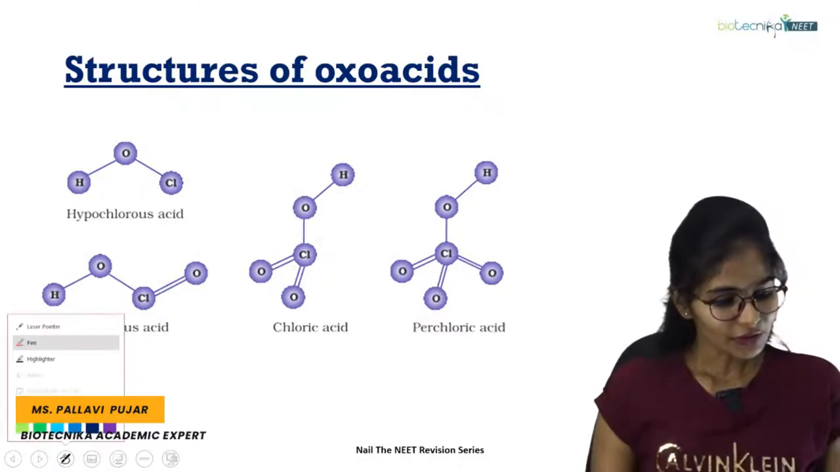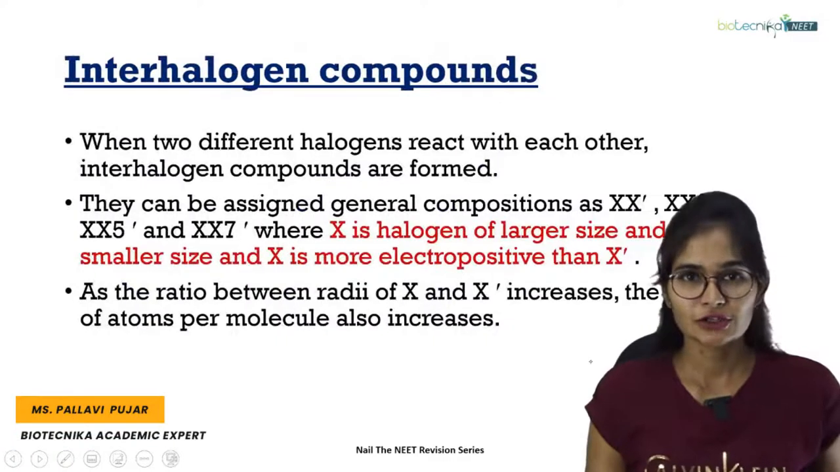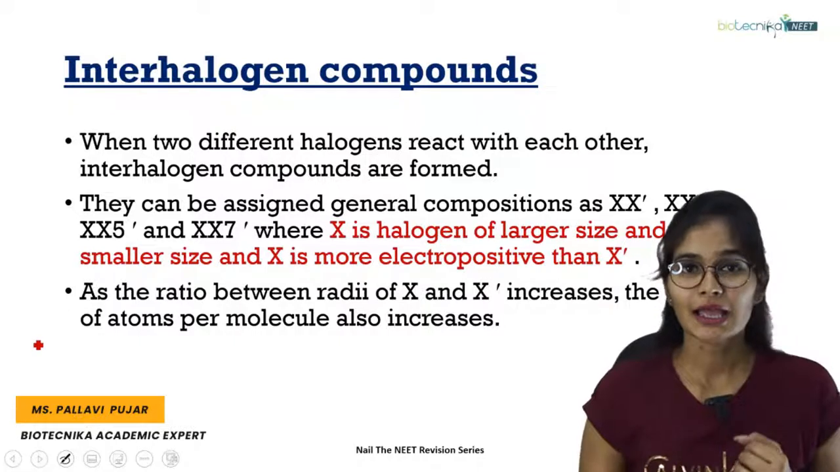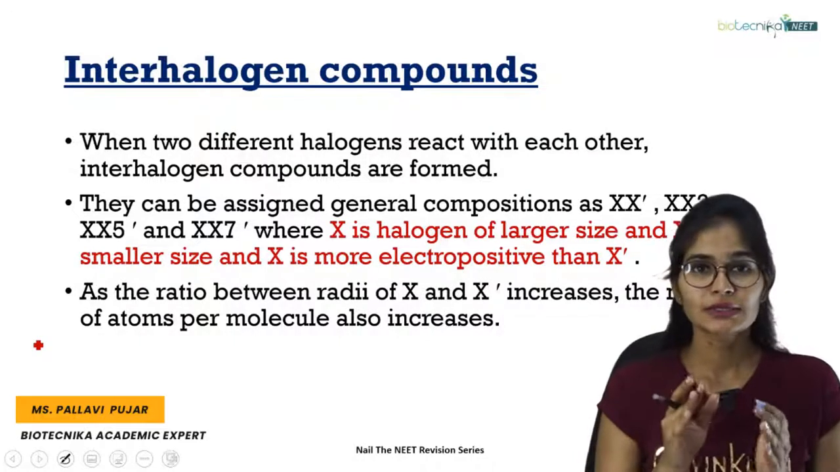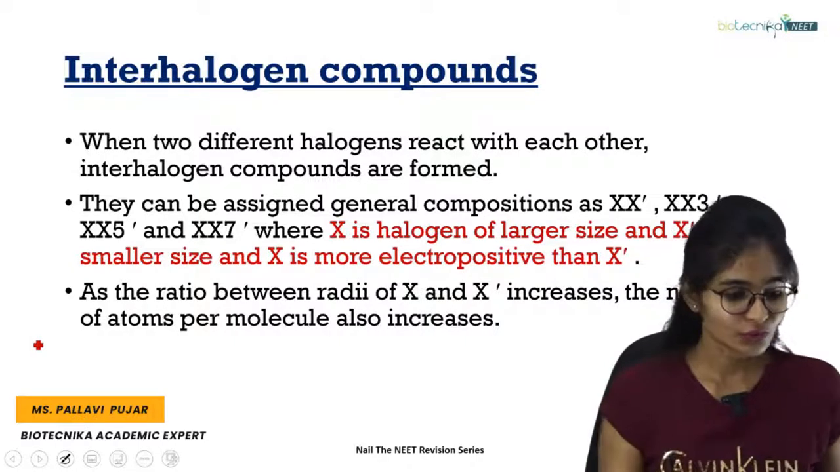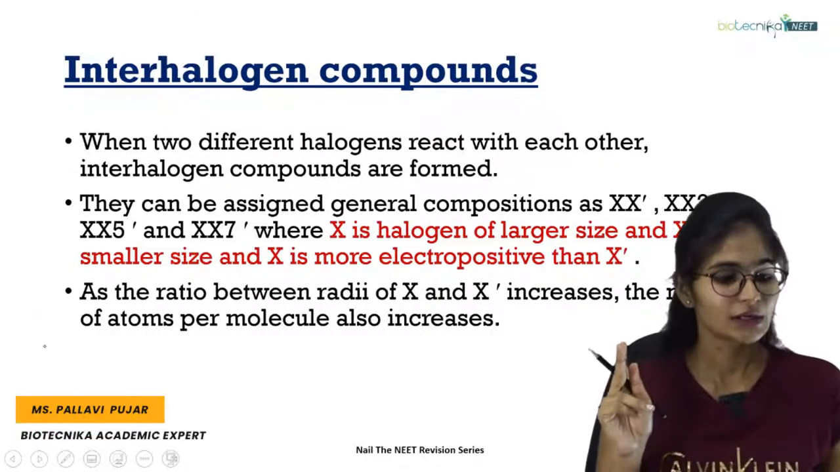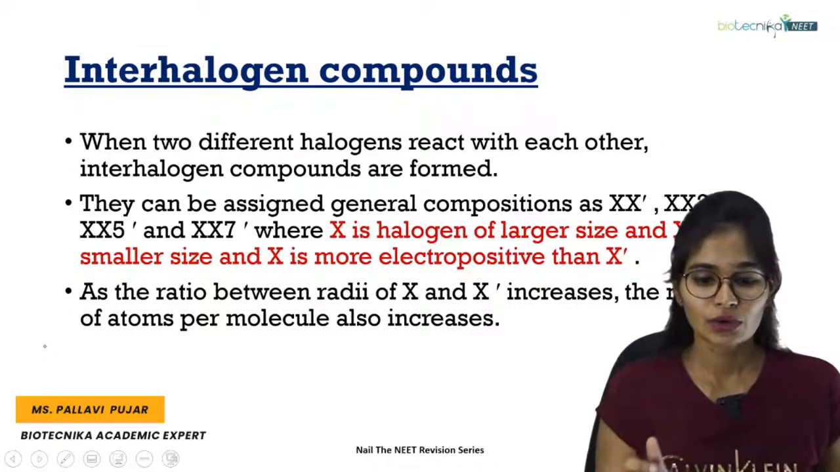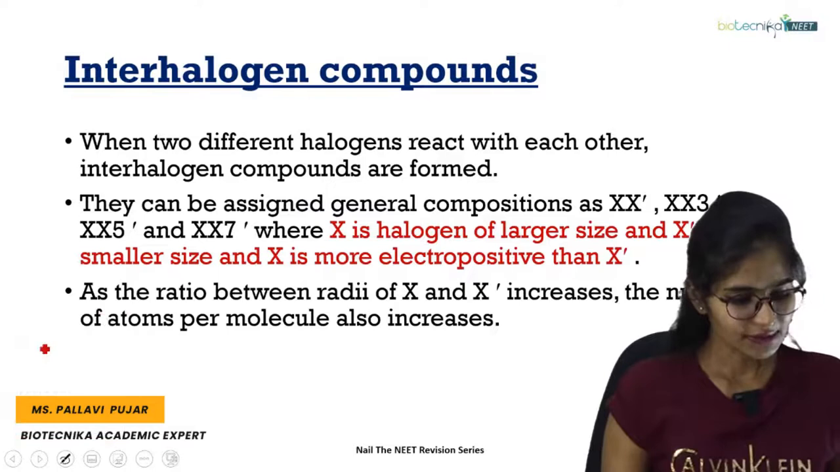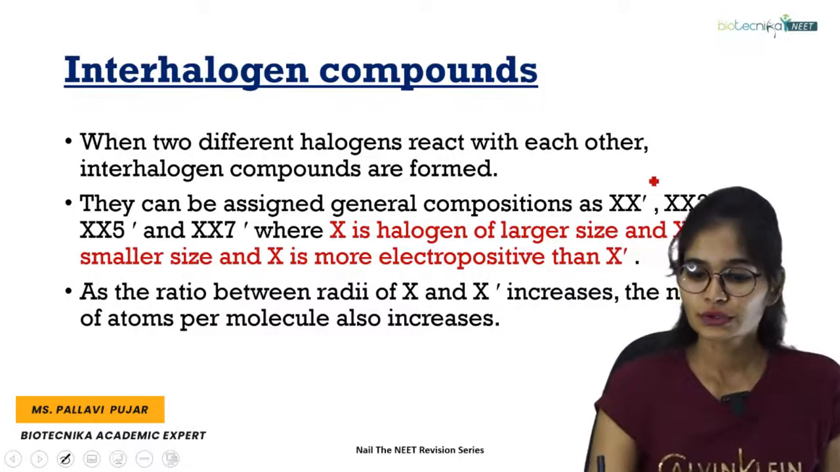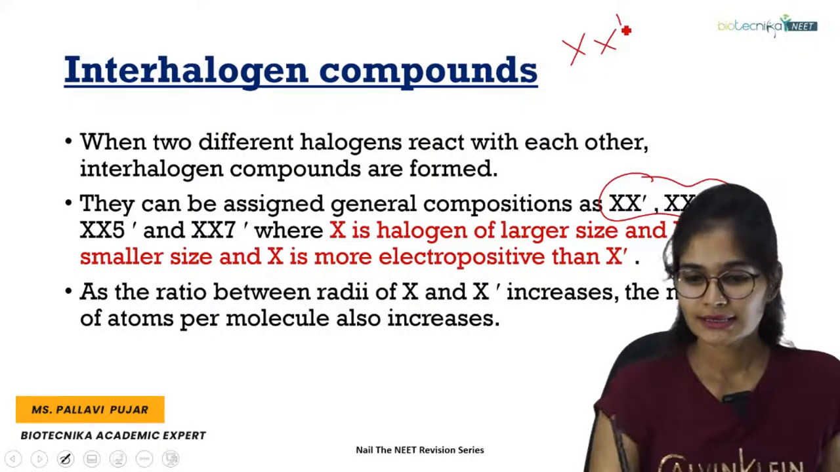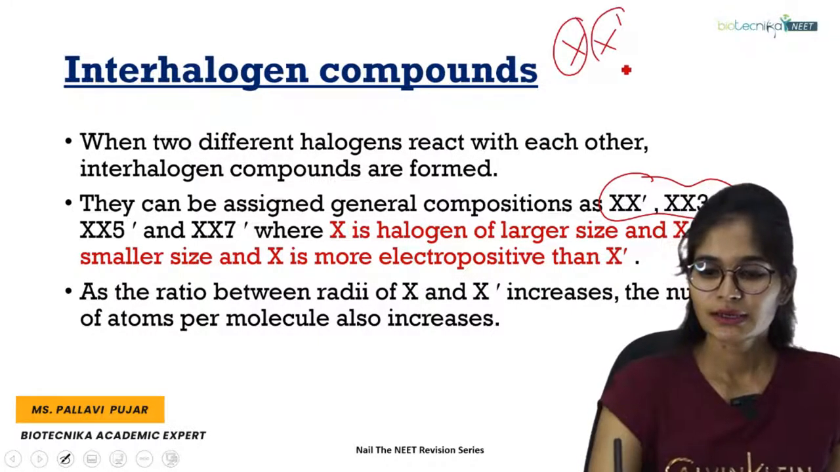Now coming to the next part, interhalogen compounds. What exactly are interhalogen compounds? I have already explained that whenever one halogen reacts with another halogen, they form an interhalogen compound. So two different types of halogens combine to form interhalogen compounds. Here you have to note one more thing: you can represent interhalogen compounds as X and X dash. So X is different and X dash is different.